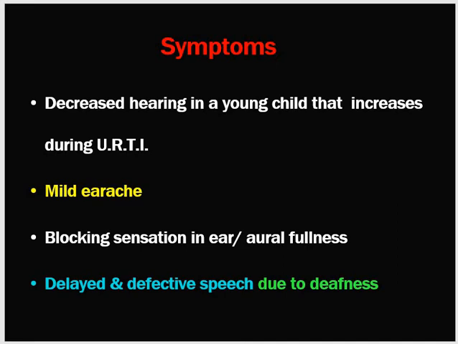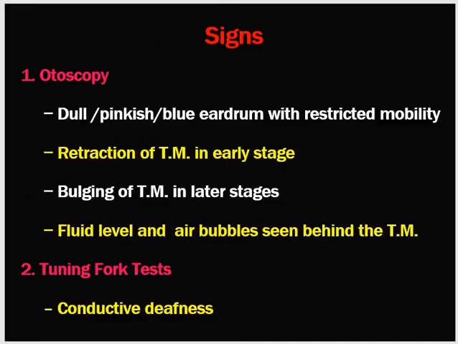The child might complain of mild ear pain. There might be a blocking sensation in the ear. The children might tell they have aural fullness. And the child occasionally has delayed and defective speech due to deafness, because the child cannot understand what others are speaking. There are certain signs to be seen on otoscopy.